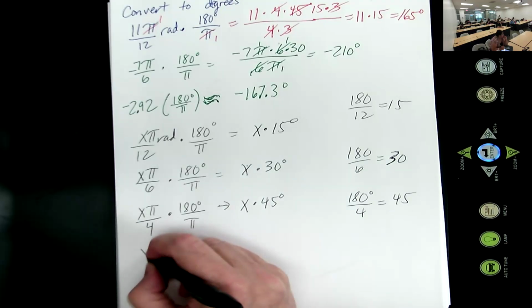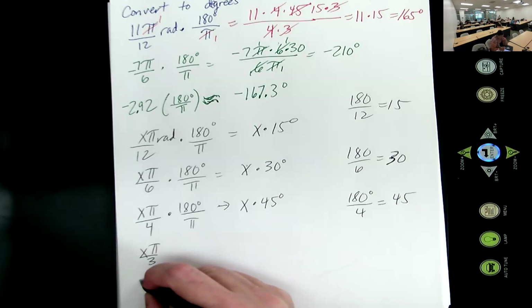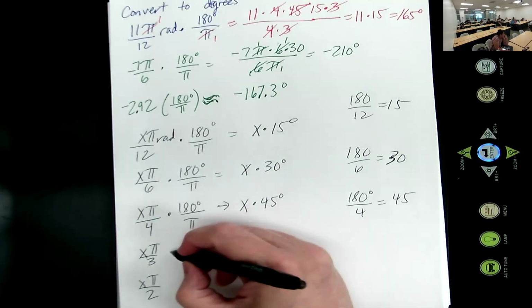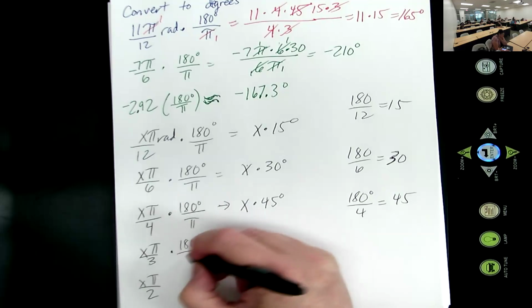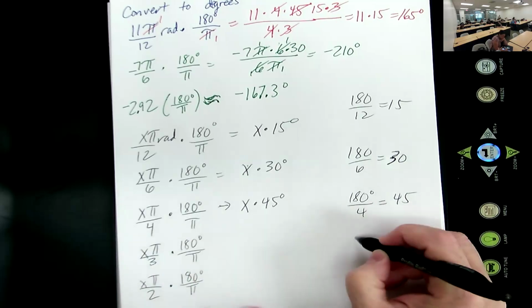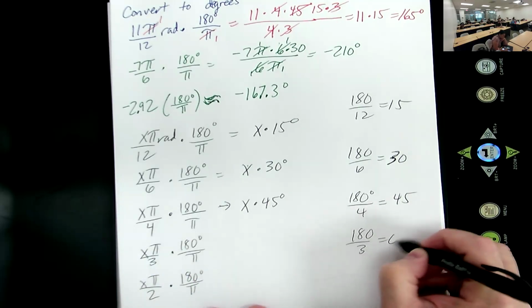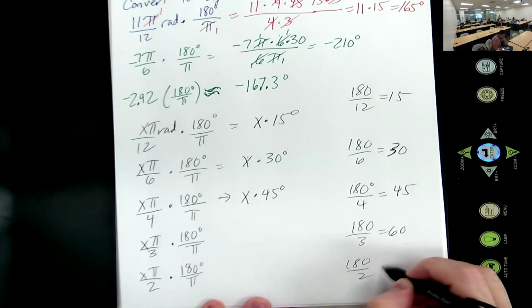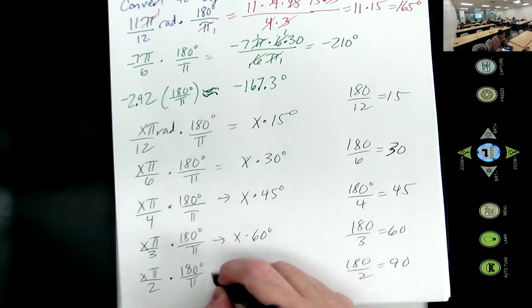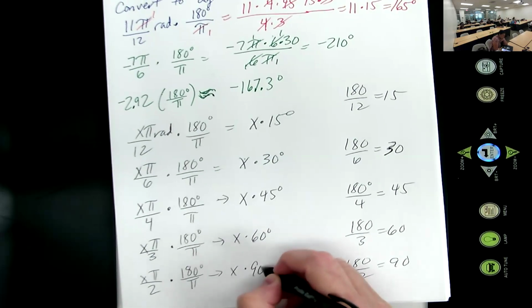The other common ones you'll see are x pi over 3 and x pi over 2. X is some number, like 4 or 5 or 7 or 2. In each case, we're multiplying by 180 over pi. 180 divided by 3 is 60, and 180 divided by 2 is 90. So this is going to be x times 60 degrees, and this will be x times 90 degrees.